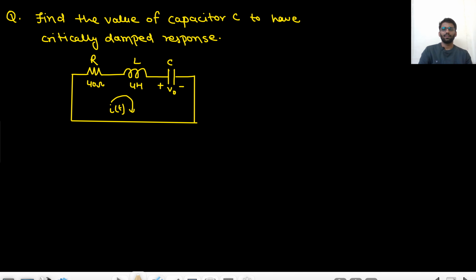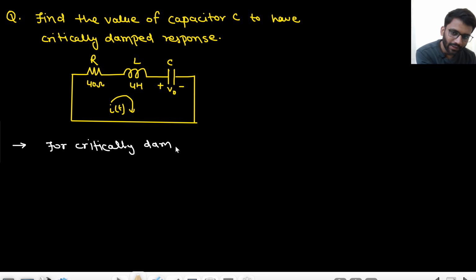So let's just see a question. This is what they are saying. This is a series RLC circuit. You need to find the value of capacitor C to have a critically damped response. So what is the condition for critically damped? You don't need to remember much of the things. I will just revisit the concepts after solving this problem.